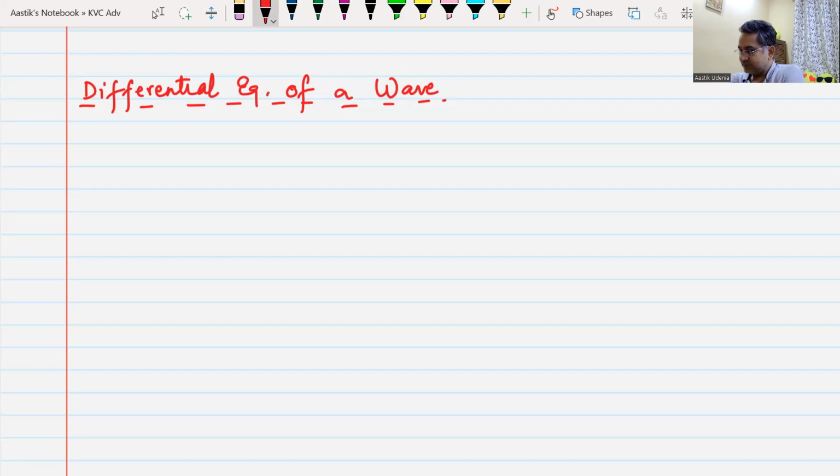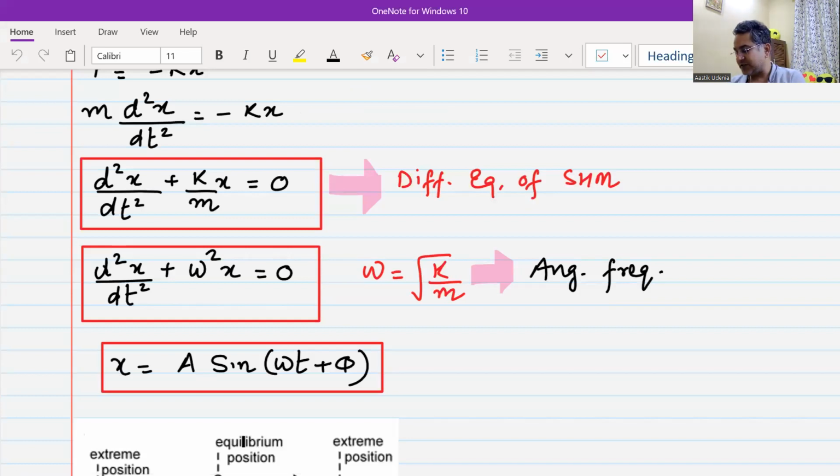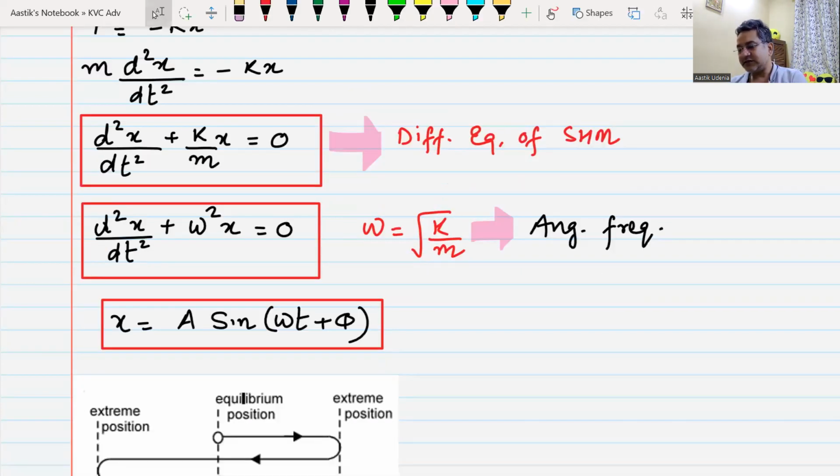d square x by dt square plus kx by m equal to 0. I have to go back so much in the past to tell you this. That was your differential equation of a SHM. It was written in terms of x. You could have written it in terms of y also. Doesn't matter.